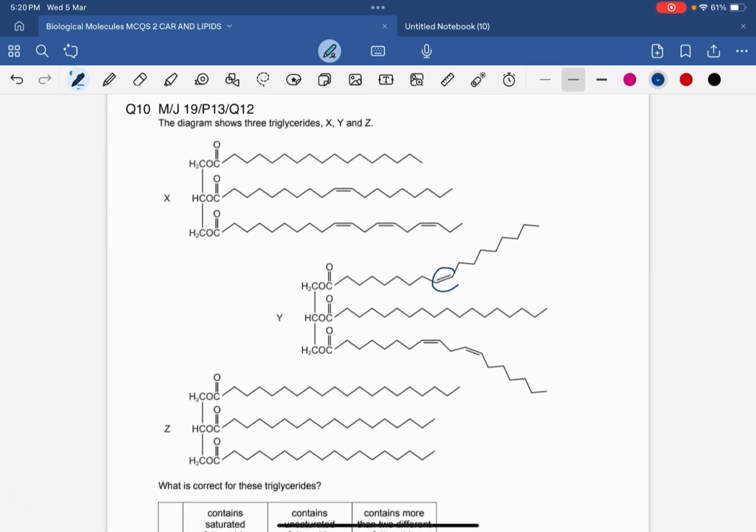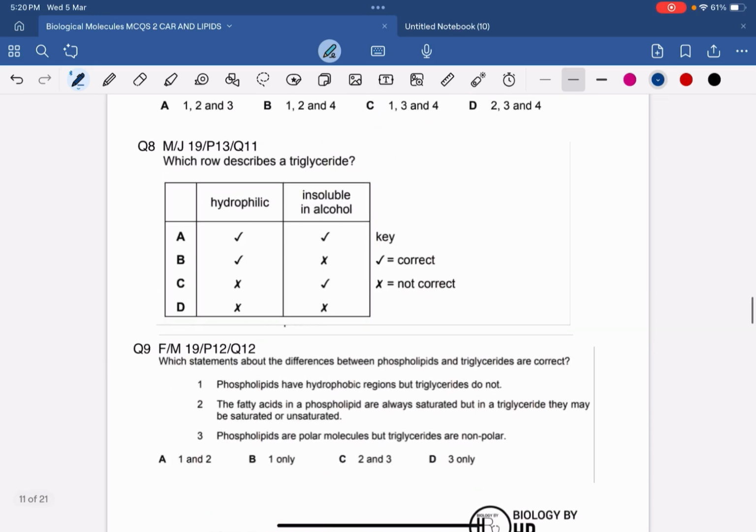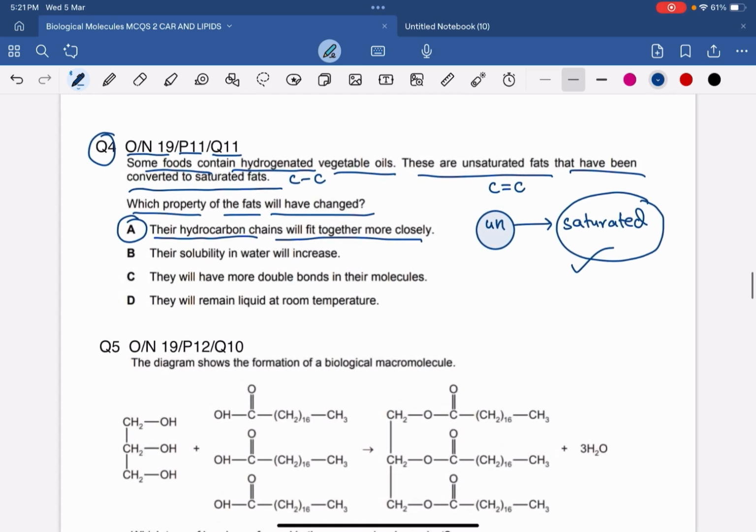You can see that this is the unsaturated fatty acid, right? And you can see that the hydrocarbon chain has a kink in it. So these hydrocarbon chains are not close together, they are far apart. In the unsaturated fatty acids, the chains are far apart, and in the saturated fatty acids, you can see that the chains are close together, closely packed together. Or you can say that the chains will fit together more closely. Hence, the correct answer to this MCQ will be option A.